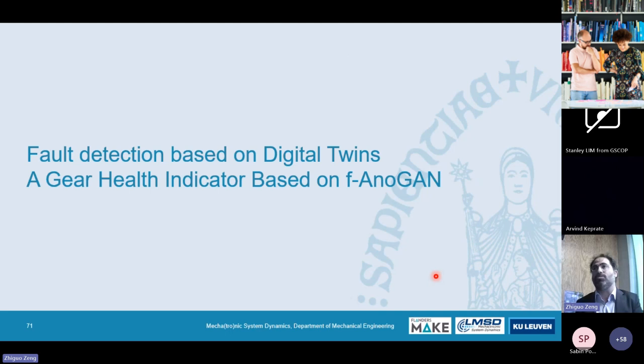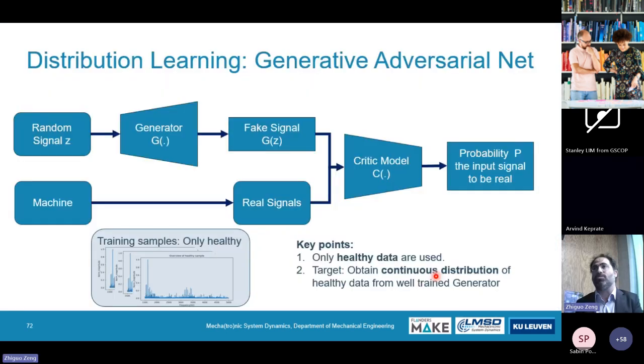So in the previous two versions of digital twins, the model was a simplified phenomenological model, or it could be a multi-body model, but there is also the possibility to create a purely data-driven model. So we can use a generative AI to create a model and then use it as the digital twin. Here we use an approach where we have a random signal, then we have a generator which tries to create a fake signal, and we have the real signal from the other branch.